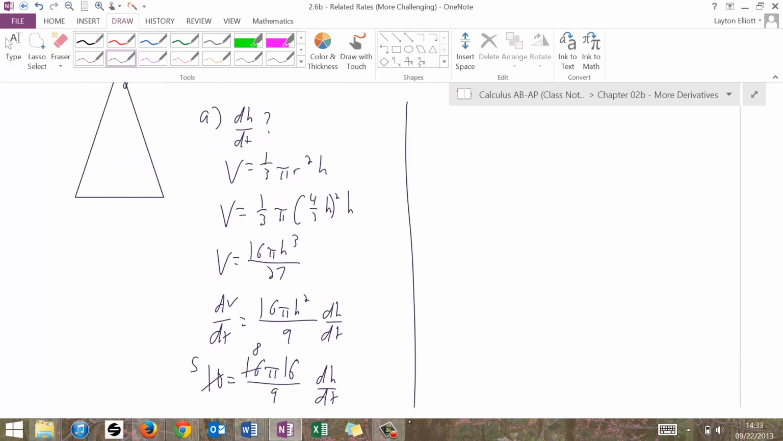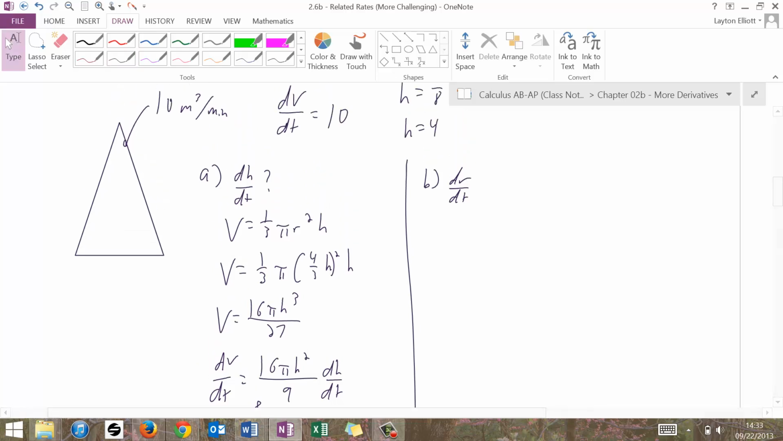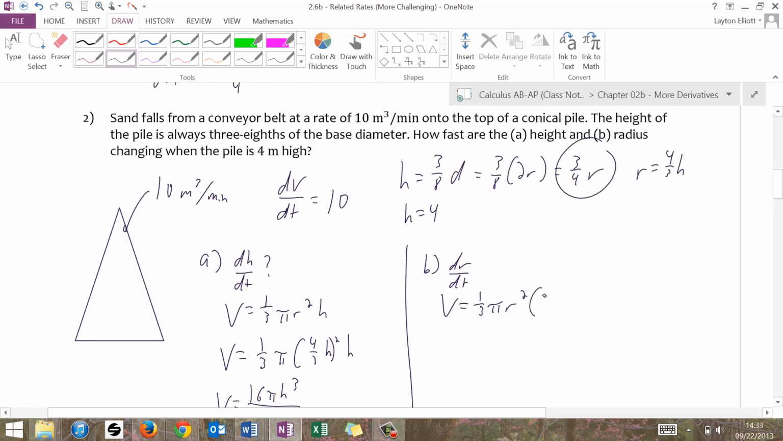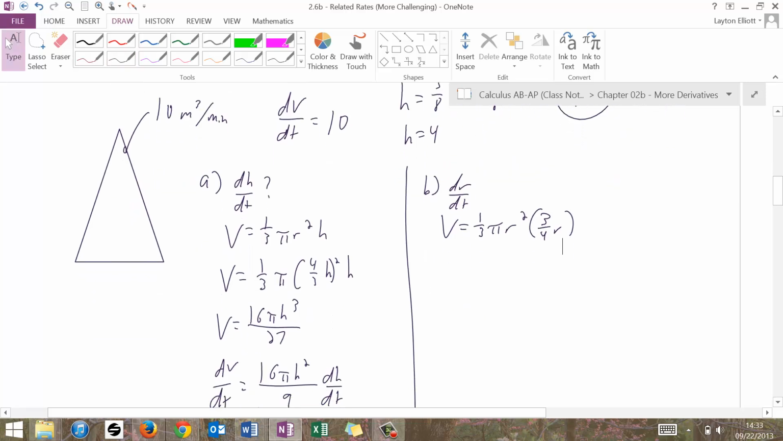Let's come back up, and we're going to do the same process for dr/dt. So I'm going to take my volume equation, 1/3 pi r squared, but instead of h, I'm going to substitute this in, 3/4 r. Volume is equal to, the 3's are going to cancel, so I'm going to have pi r cubed over 4. dV/dt is 3 pi r squared over 4 dr/dt.